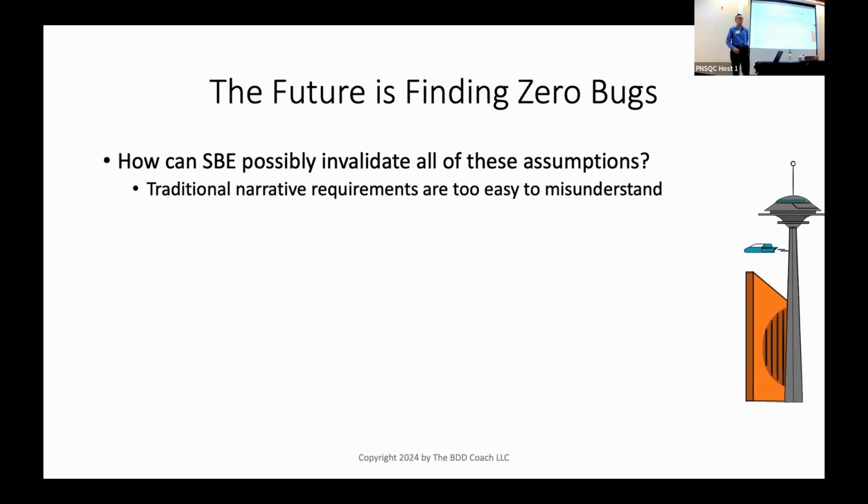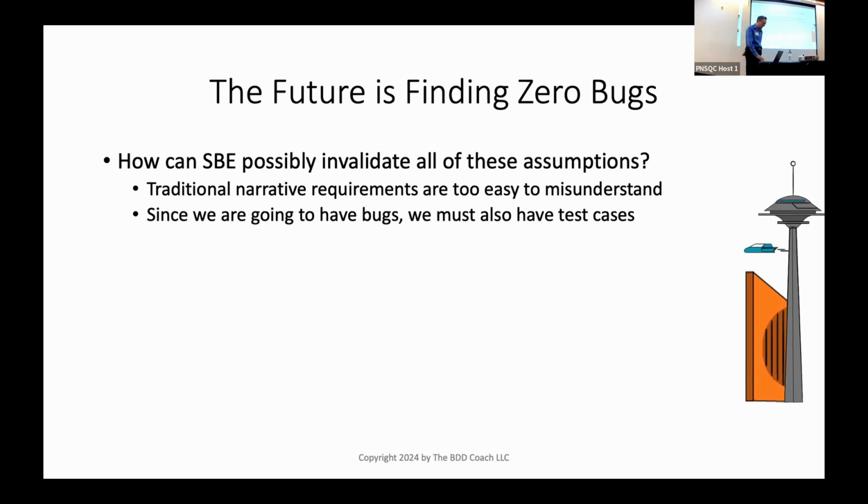So how can SBE possibly invalidate all of those assumptions that we talked about that all of us take for granted? I mean, that's the way the world is. Well, SBE says that requirements must include concrete examples because that makes them much, much easier to understand and much more difficult to misunderstand. And SBE says that we don't need test cases because the requirements are the test cases. There are no separate test cases to write.